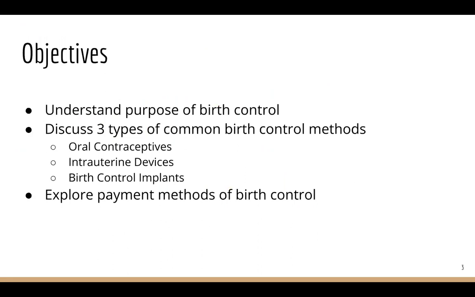To give a brief overview of our presentation, viewers will learn to understand the purpose of birth control. We will discuss 3 types of common birth control methods: oral contraceptives, intrauterine devices, and birth control implants. We will also explore payment methods of birth control.